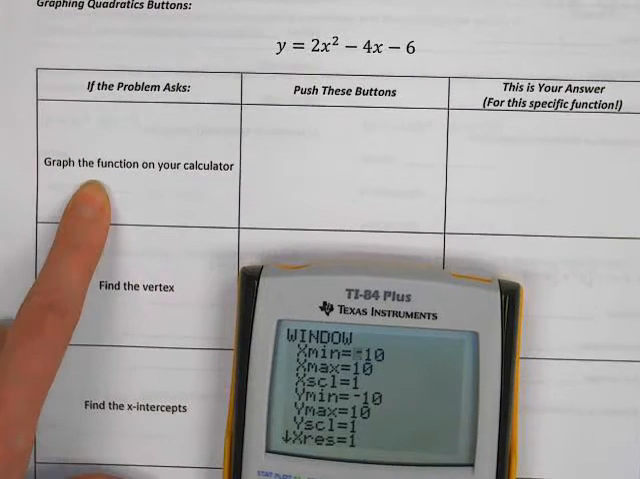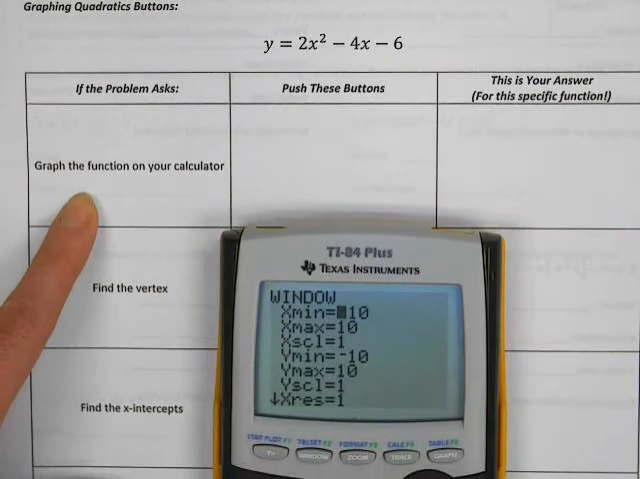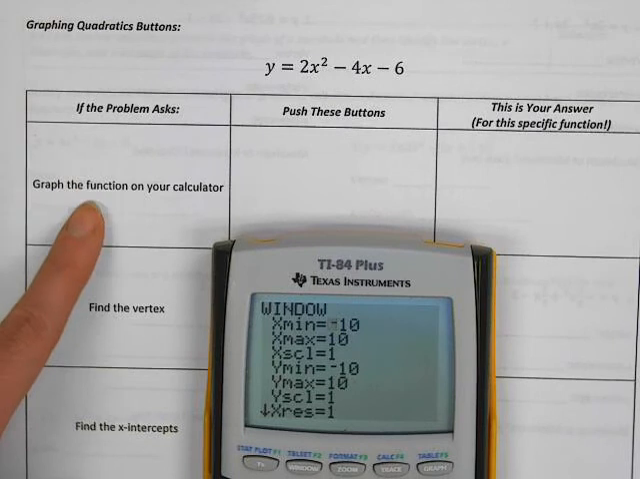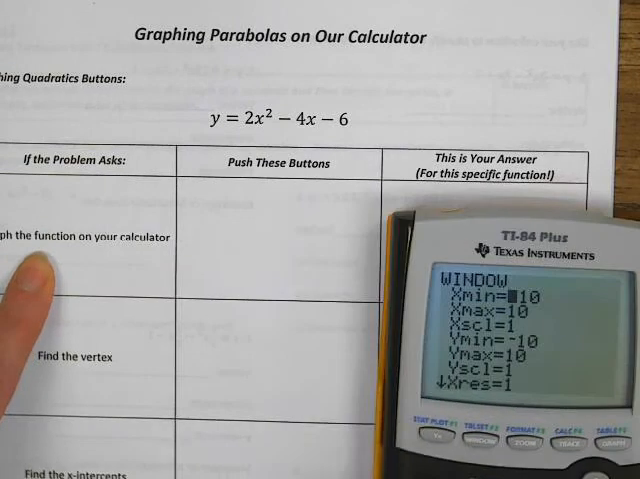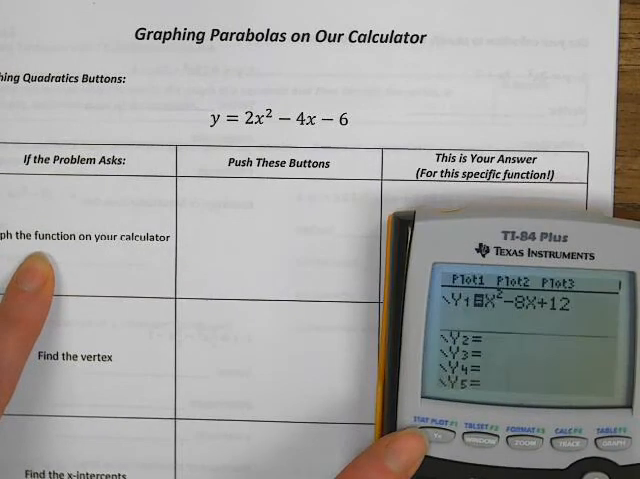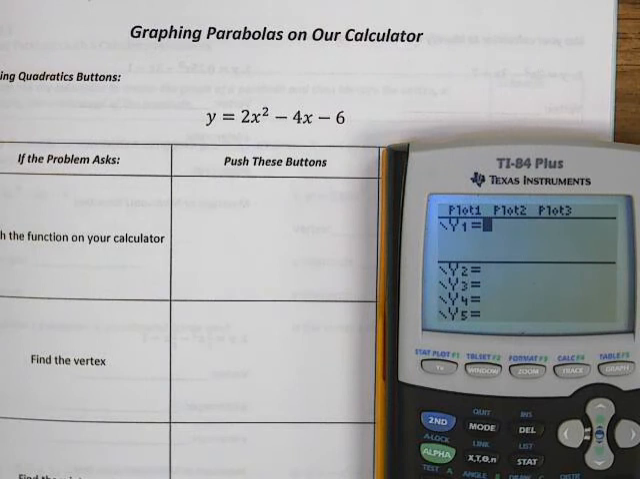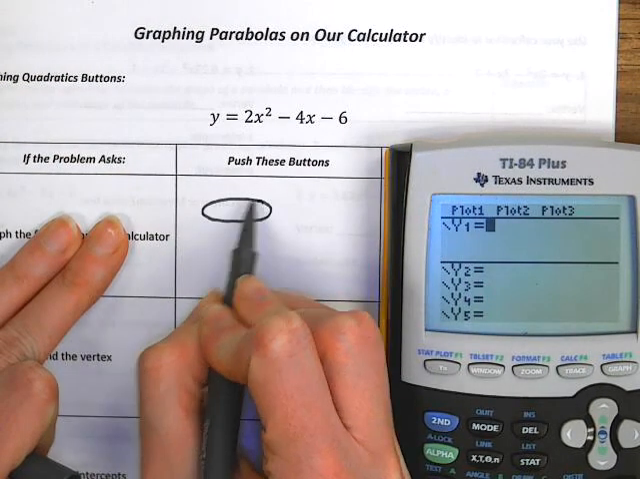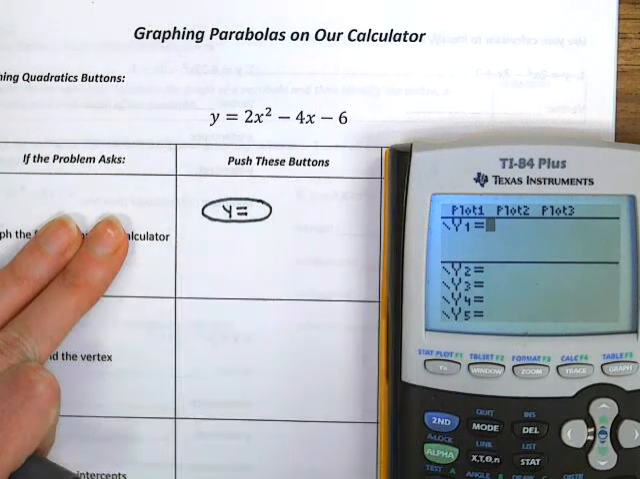All right, so today we're going to talk about how to do all this stuff on the graphing calculator so you don't have to do it by hand. So in order to actually graph the function, you're going to go to y equals in the top left corner. All right, so let's go ahead and clear that. So let's write that down. Push the button. It's the one that says y equals in the top left corner.